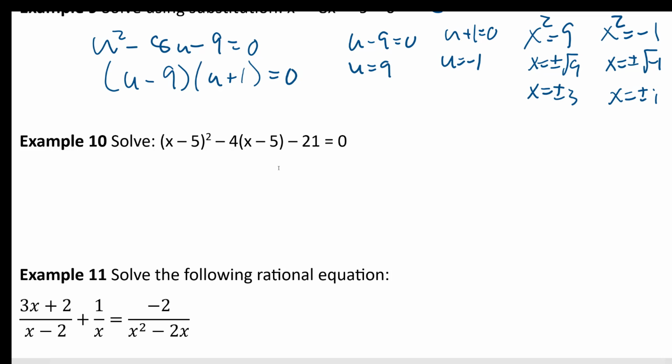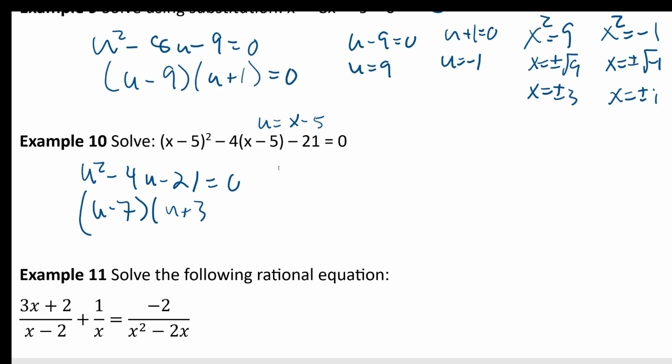So again, I'll say u equals x minus 5. And this gives us u squared minus 4u minus 21 equals 0. And I would factor that to be u minus 7 times u plus 3 equals 0. So I have u minus 7 equals 0 means u equals 7. U plus 3 equals 0, so u equals negative 3.